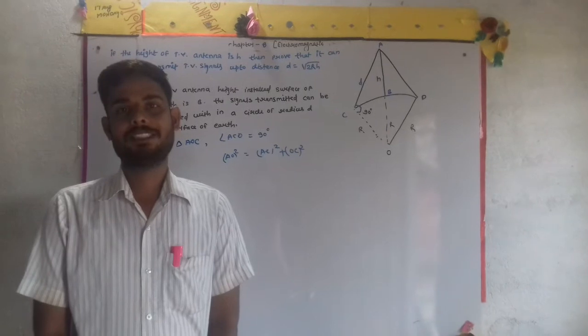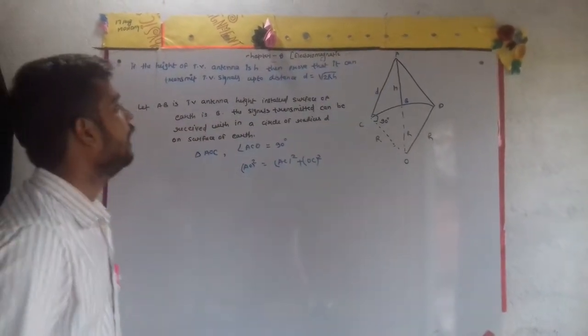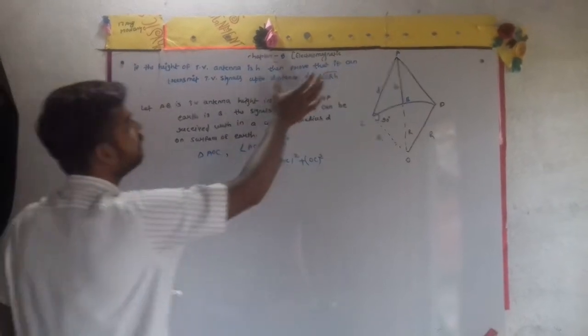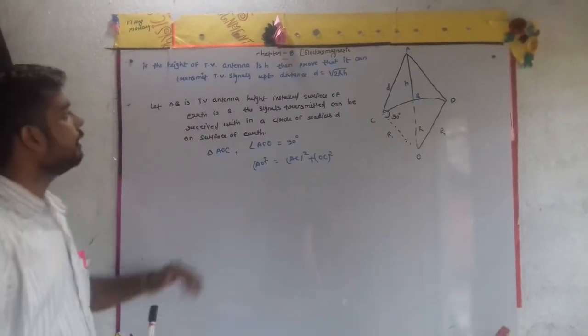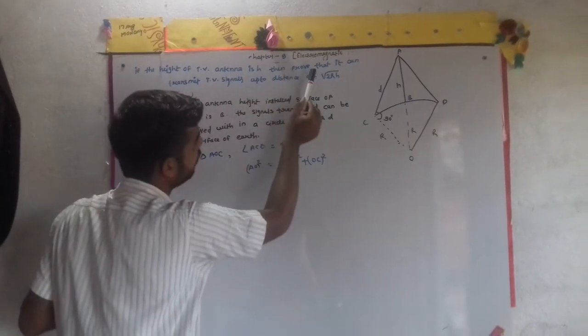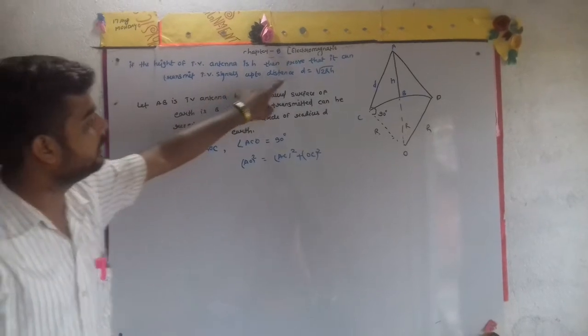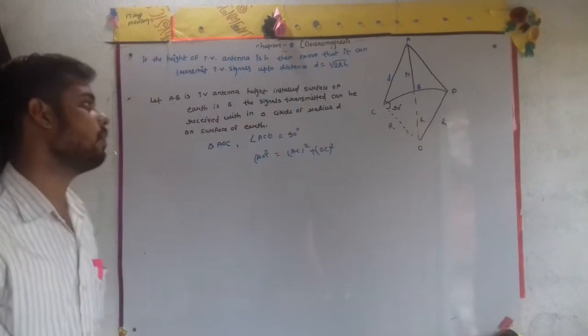Now we are going to start chapter number 8, which is electromagnetic waves. Also it is unit number 5. We have a question: if the height of a TV antenna is h, then prove that it can transmit TV signals up to a distance d equal to under root 2Rh.